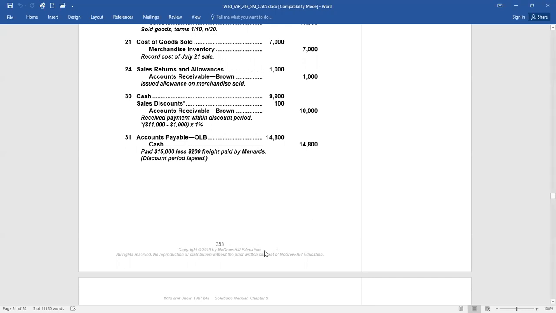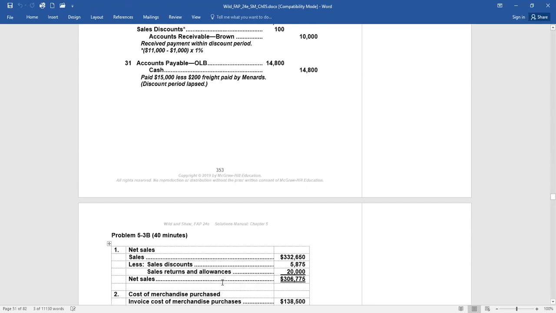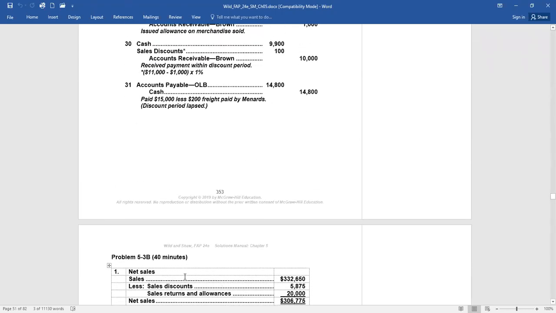So the first thing they ask us to do is to compute the company's net sales for the year. And we saw that already. Net sales is the total sales that is currently in our sales account, because we don't adjust our sales for any kind of returns, allowances, or discounts.